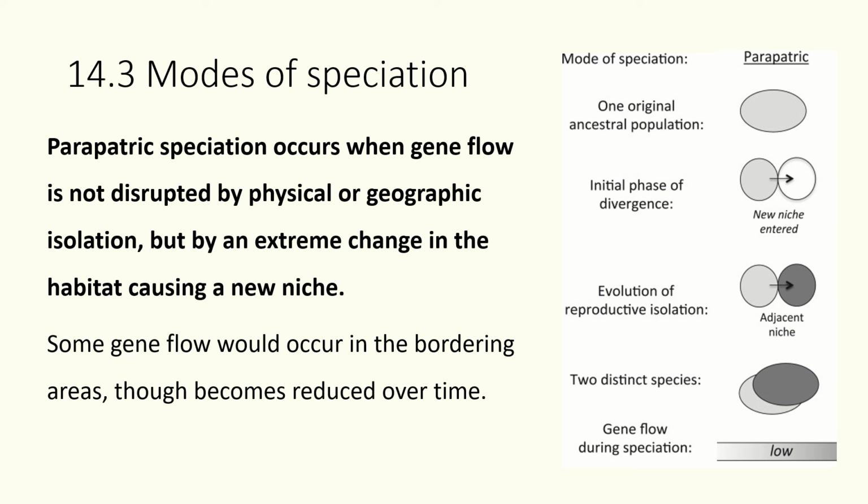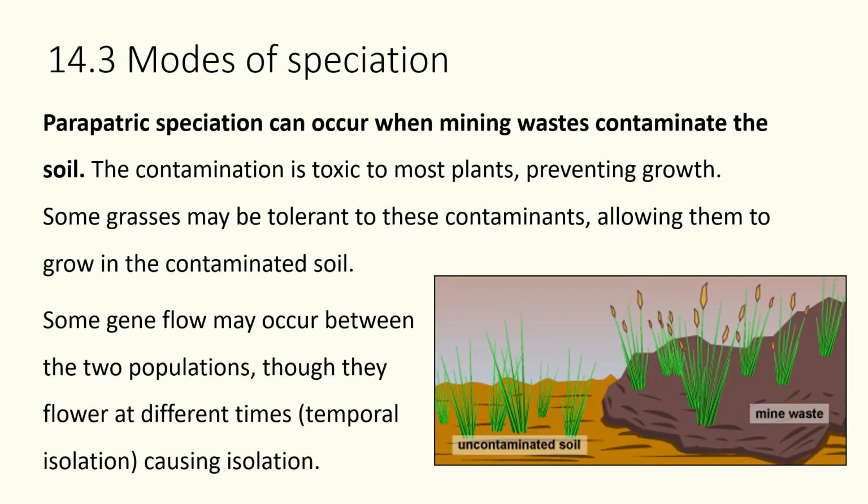Okay, so gene flow along the bordering areas will occur between those two adjacent niches, but it will become more and more reduced over time. So this is occurring through not strict physical or geographical isolation, and it's not necessarily through behavioral or temporal either. An example of this is when it comes to mining waste contaminating the soil.